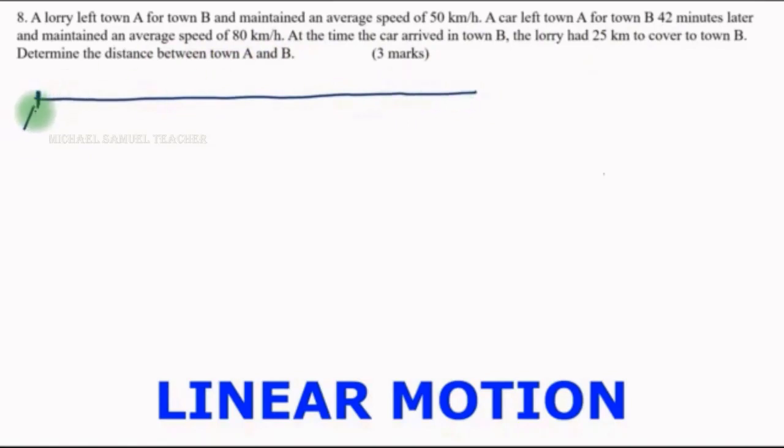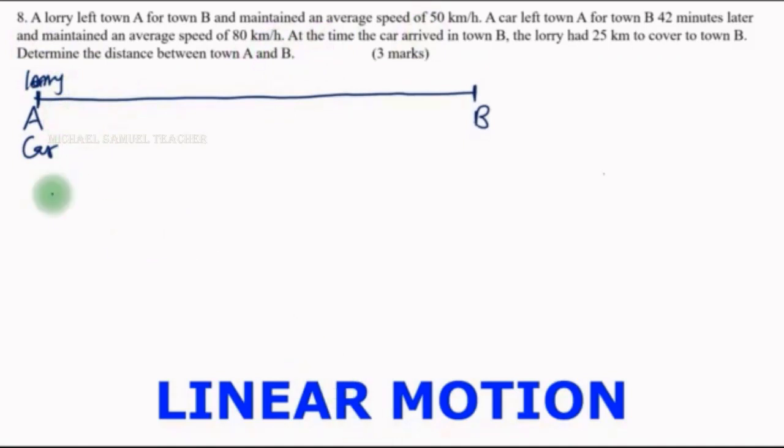So from town A all the way to town B. Now we have the lorry and also we have the car. So the lorry had left town A. So after 42 minutes, you need to know the distance covered by lorry.